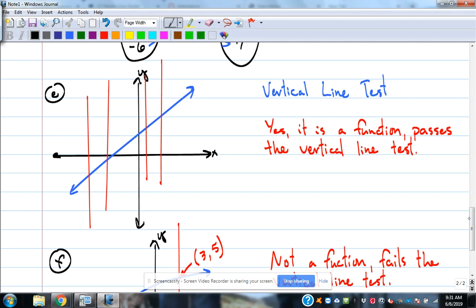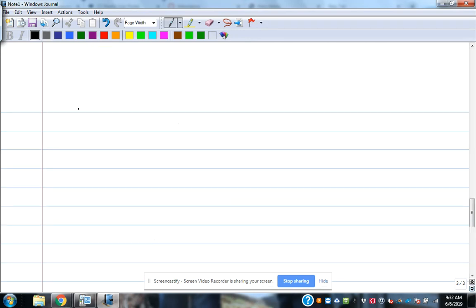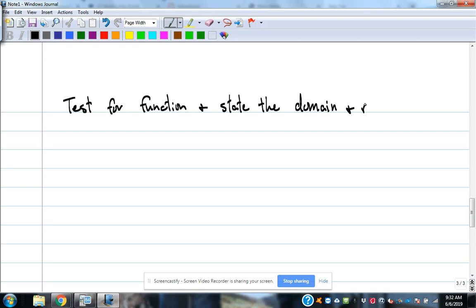I'm going to draw the next couple of graphs. I'm going to put some ordered pairs on there so we can get some numbers and work with them to talk about the domain and range of that. So we're going to test for a function and state the domain and range. Again, if it's a list, set of ordered pairs, it's really easy to test for a function, really easy to state the domain and range. The domain's the list of the X values. The range is the list of the Y values. Super easy to do.